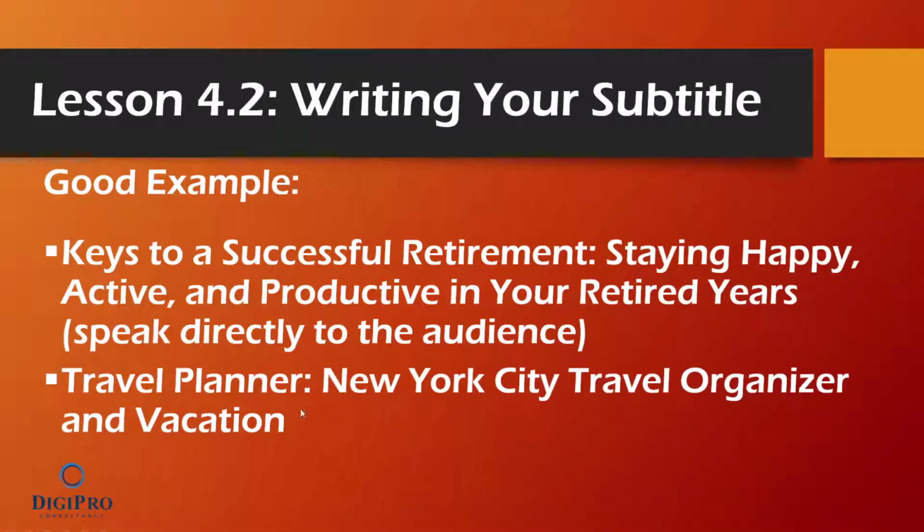The traveler planner example is New York City travel organizer and vacation. This title and subtitle I took directly from Amazon itself, and I actually know that this book sells quite well. This one basically zoomed in on New York City. It's telling you that I'm only targeting New York City people. It's a very narrow niche. However, this book sells very well.